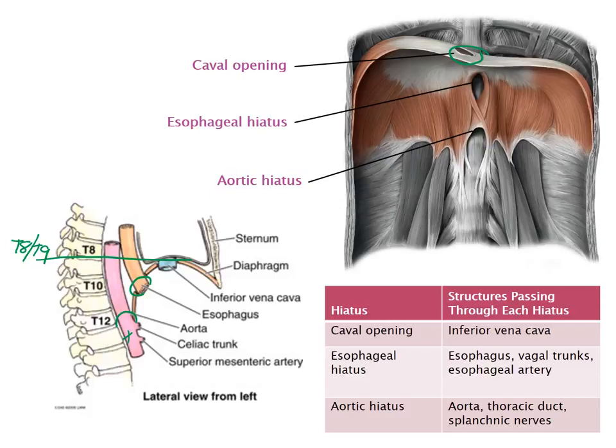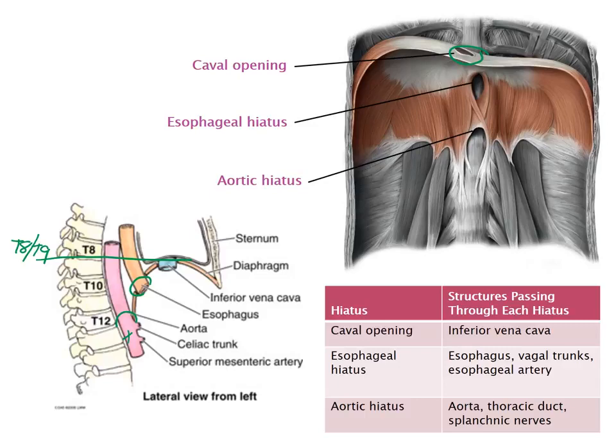Unlike the inferior vena cava, the aorta is not subject to disrupted blood flow when the diaphragm contracts. That's because the aorta is considered to live behind the diaphragm and is not attached or adherent to the margins of the aortic hiatus.